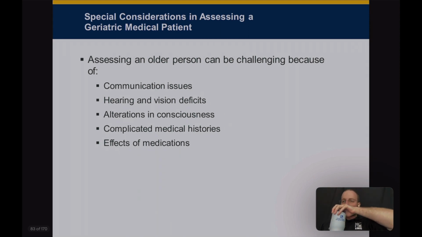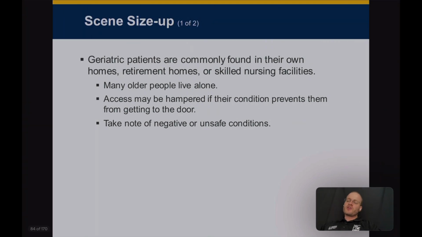Assessing an older person can be challenging because of the communication issues, the hearing and vision loss, alteration in consciousness, very complicated and very long medical histories, and the effects of all the medications from polypharmacy. Geriatric patients are commonly found in their own homes, retirement homes, or skilled nursing facilities, also in public, of course, Walmart, stuff like that, on the roadways.